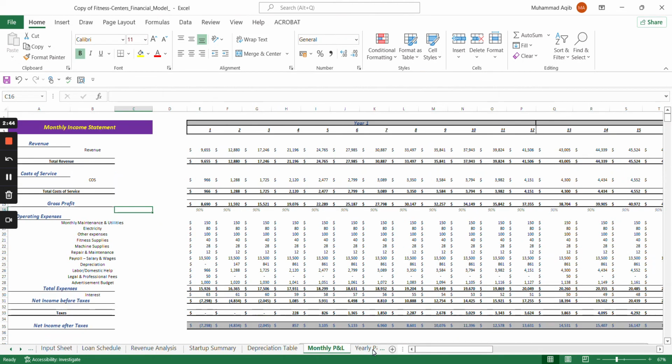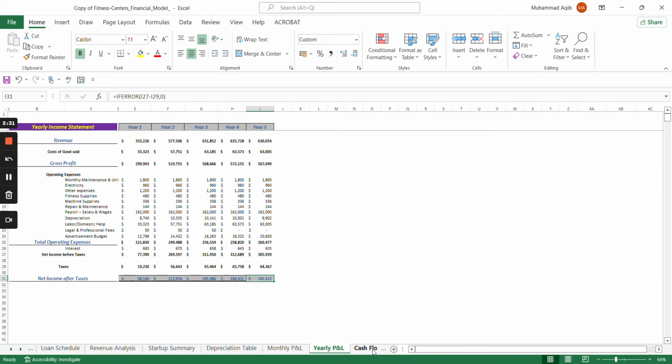Moving on to the monthly P&L, this helps the business to evaluate its performance on a monthly basis using total revenue, cost of sales, as well as gross profit and net income after taxes. Moving on to the yearly P&L, this helps the fitness center to evaluate its performance on a yearly basis using revenue, gross profit, total operating expenses, and net income after taxes.